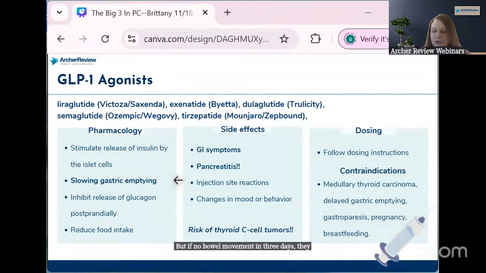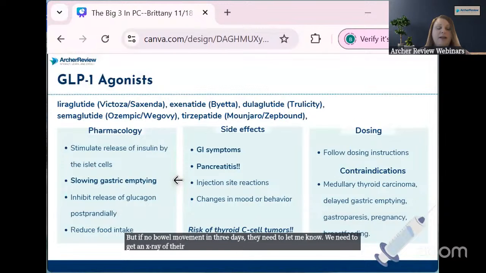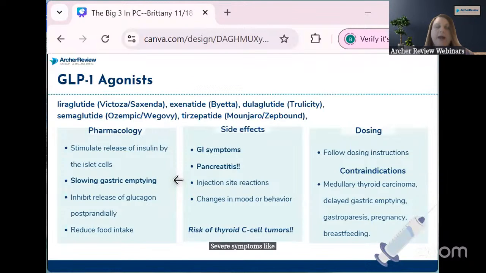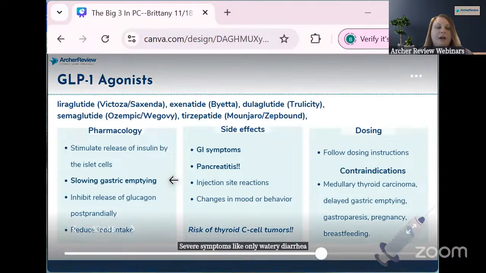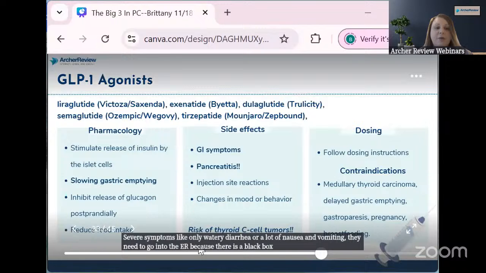We need to get an x-ray of their abdomen and make sure that they're not really backing way up to where they're going to get a bowel obstruction. If they have severe symptoms like only watery diarrhea, or a lot of nausea and vomiting, they need to go into the ER because there is a black box warning for this. Also, a contraindication: if they have a history of thyroid tumors or pancreatic cancer, they're not a good candidate for this medication.